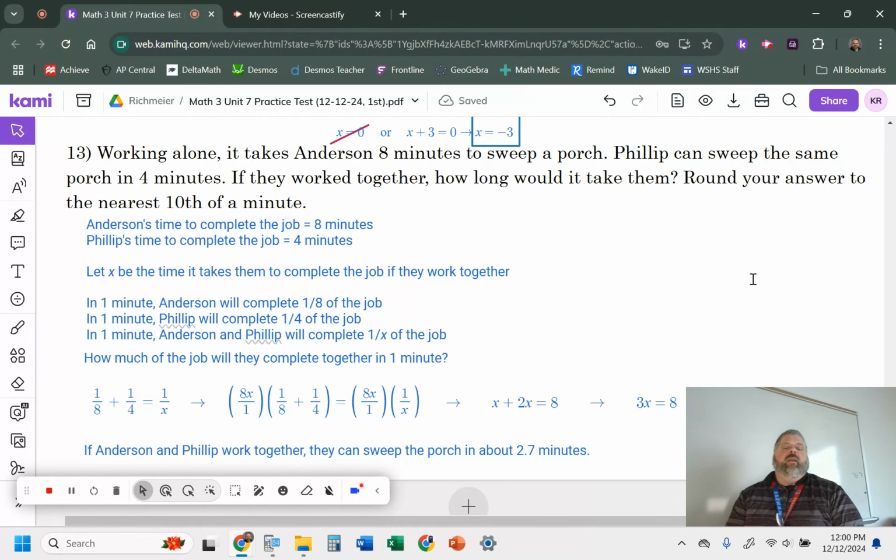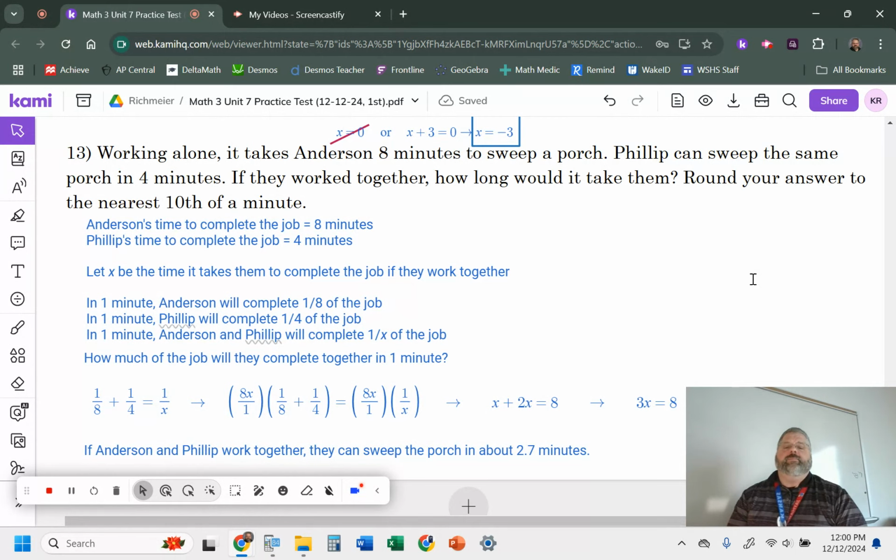Now, what we have to do in these kinds of problems is think about how much of the job they would complete in 1 unit of time, whatever it's being measured in, whether it's minutes, hours, whatever. This one, the job is being measured in minutes. So in 1 minute, Anderson would complete 1/8 of the job. Since it takes him 8 minutes to sweep the entire porch, in 1 minute he would sweep 1/8 of the porch. Philip, since he can sweep the entire porch in 4 minutes, in 1 minute would sweep 1/4 of the porch.